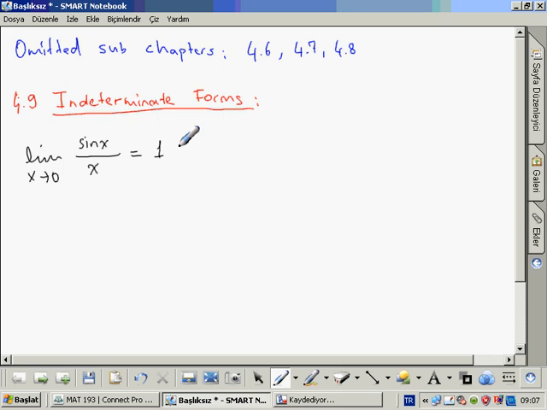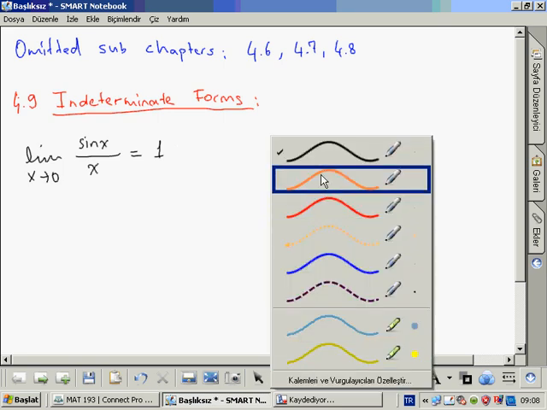I will give all of the types and examples of these indeterminate forms, of course, but I want to say when you see these indeterminate forms, you can apply L'Hopital's rule for these types of forms. Let me give you what the L'Hopital rule is.